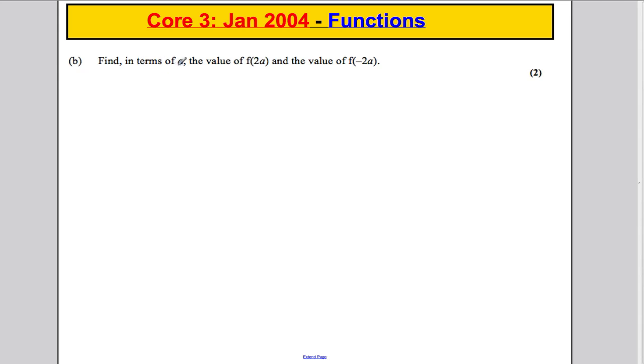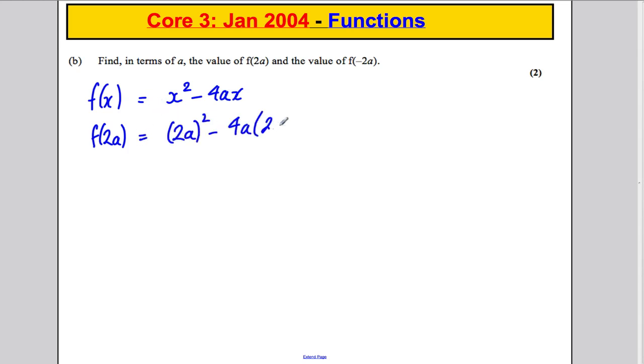Okay, it says find in terms of a the value of f of 2a and the value of f of negative 2a. Well, f of x, let's remind ourselves, f of x is equal to x squared subtract 4ax. So f of 2a, simply substituting in the 2a, would be 2a squared subtract 4a multiplied by 2a, and it would be 4a squared subtract 8a squared, and it would be negative 4a squared.